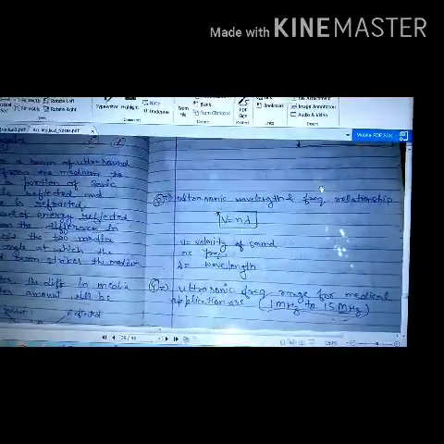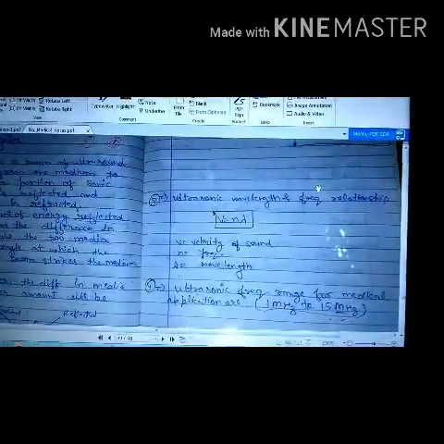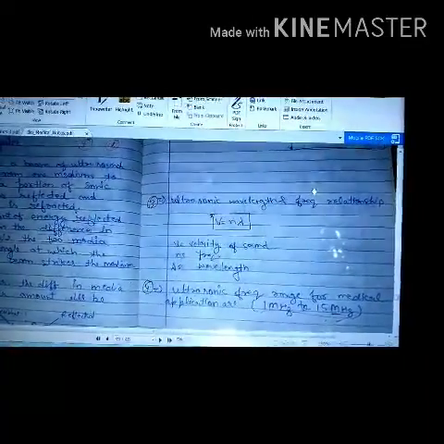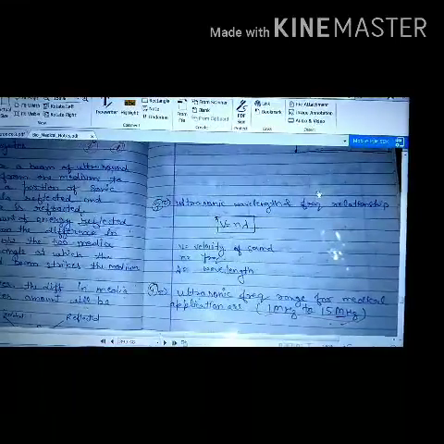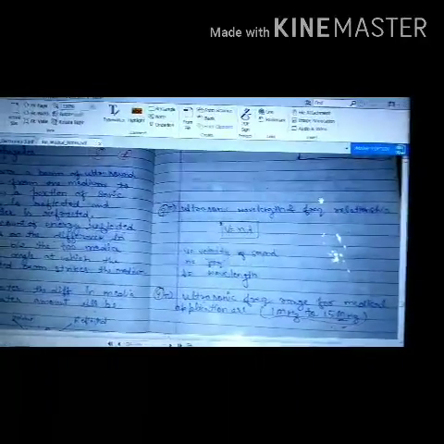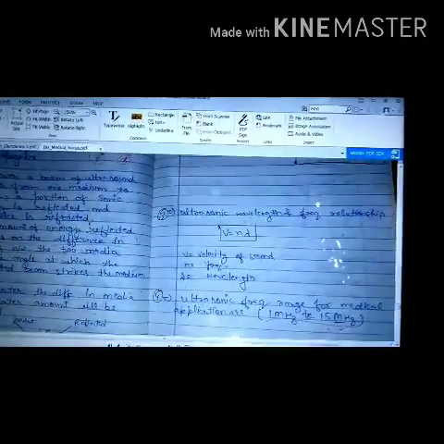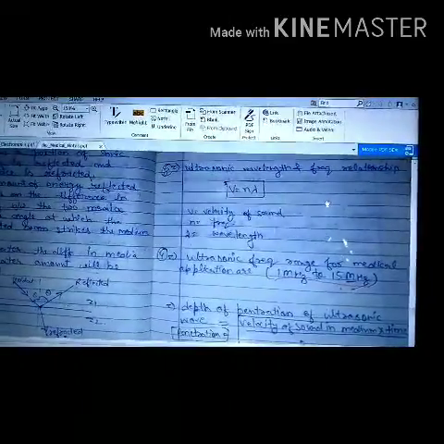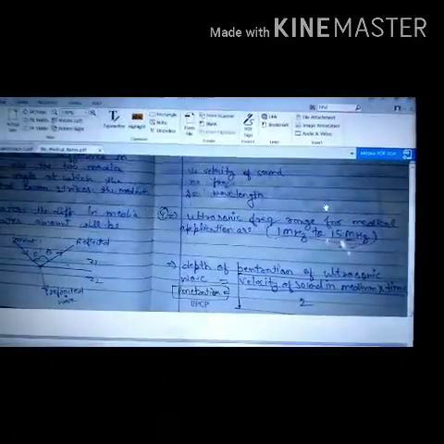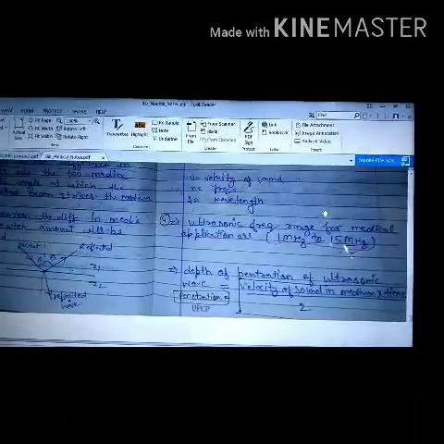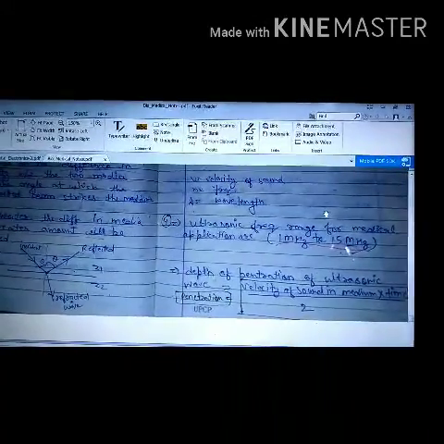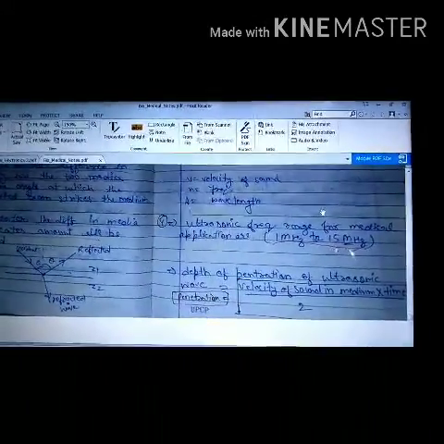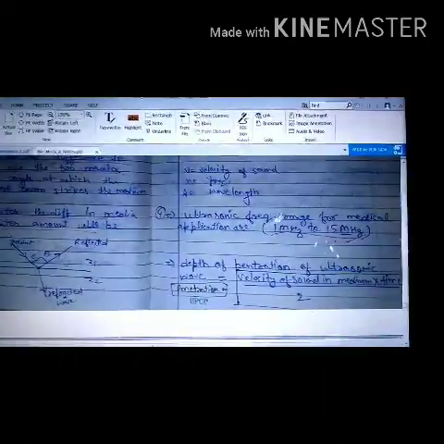The ultrasound wavelength and frequency relationship is given by V equals n lambda, where V is the velocity of sound, n is the frequency, and lambda is the wavelength. Ultrasonic frequencies for medical applications are in the range of 1 MHz to 15 MHz. Depth of penetration of ultrasonic waves depends upon the velocity of sound in the medium into time, and this is divided by 2.